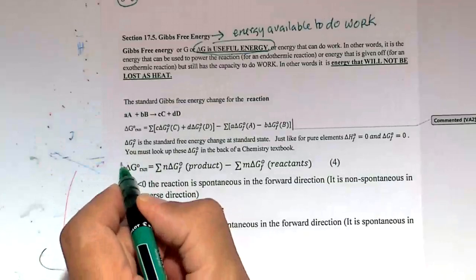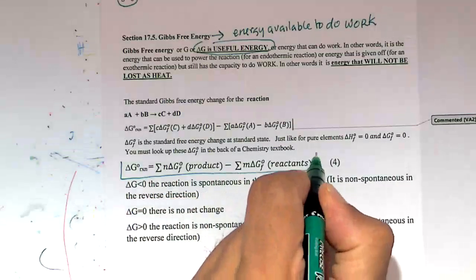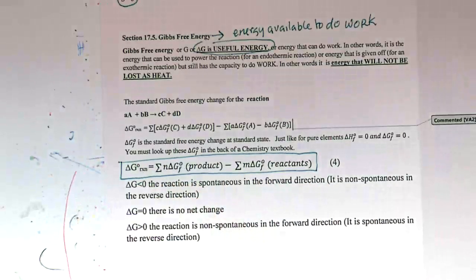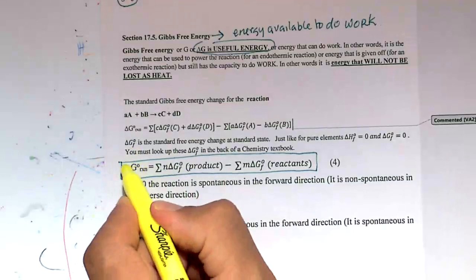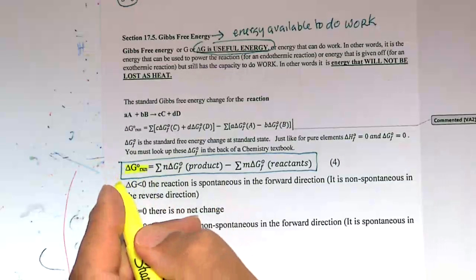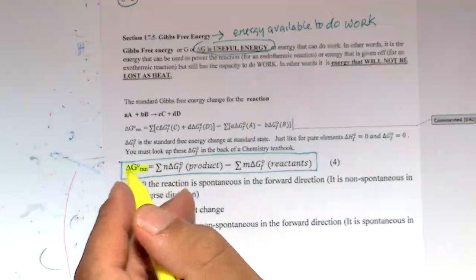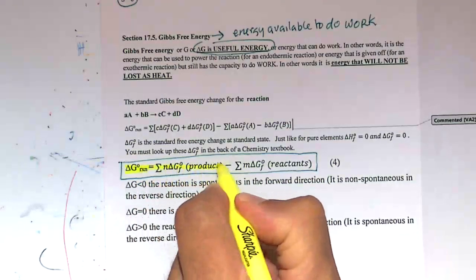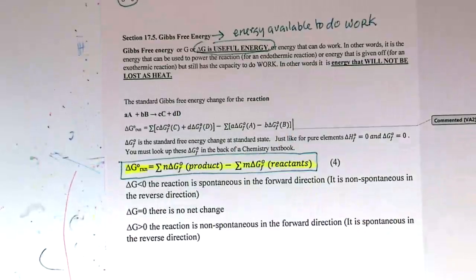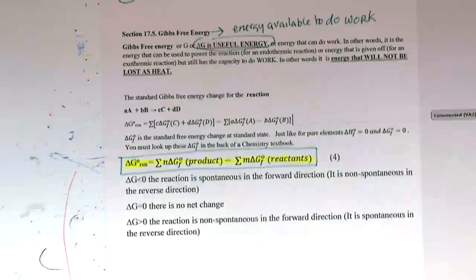So we have a couple of equations for you. First, it's the same as the delta S. This is the delta G of the reaction. This is called standard state. If you see that little O, that not symbol, that is standard state. So it's the sum of the products minus the sum of the reactants. We'll give you these values. They're usually in the back of a textbook.